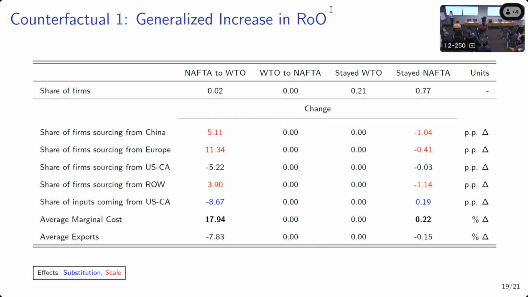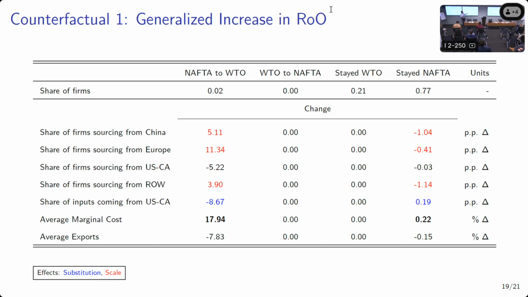So this is just a table differentiating firms on whether they switched or not. Basically, for the firms that kept using NAFTA even after the increase in rules of origin, the share of their inputs coming from the United States and Canada is going to go up, right? But on the other hand, they're sourcing less intensively from non-NAFTA countries: China, Europe, and the rest of the world. So overall, their marginal cost is going to go up. So they're going to sell less to the US and buy less from the United States.